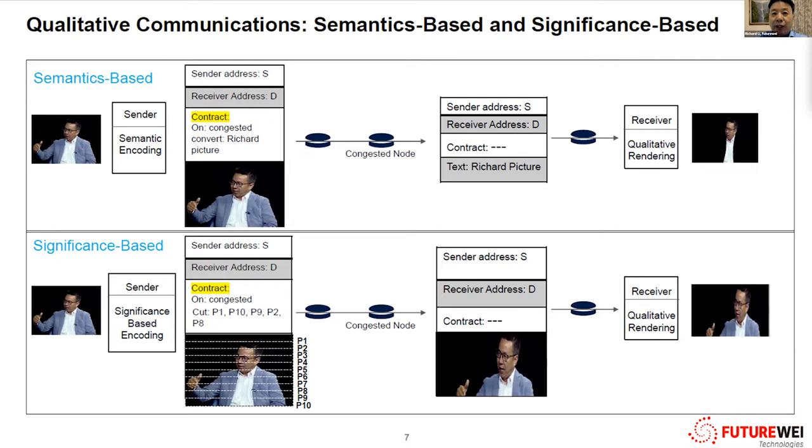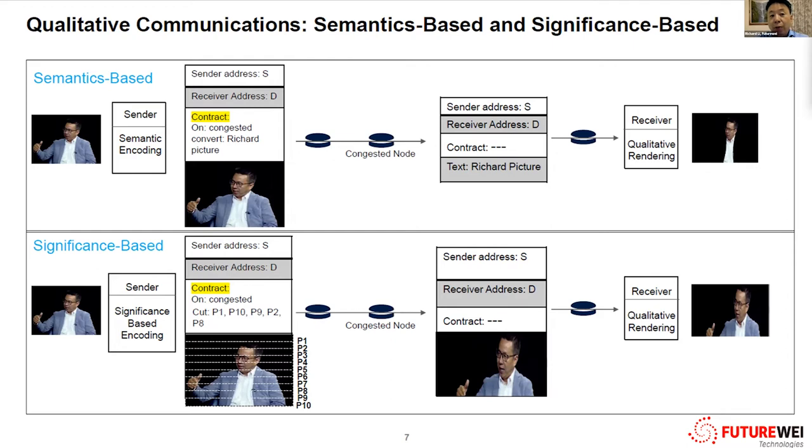In semantics-based qualitative communication, the router is allowed to convert the original data to something else with the same or similar semantics. For example, here, the receiver does not care about the color of the jacket. So when a router is congested, a picture is converted into a few textual words. Later, when the receiver renders it, a picture will be displayed. In significance-based qualitative communication, if a router is congested, it will cut some less significant parts or chunks of the picture, so that in the end, when the receiver receives it, we still can get a rough idea of what the sender sent.